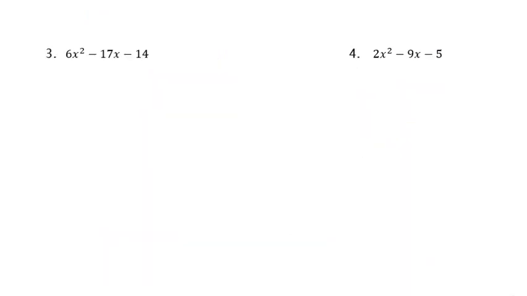For these last two examples, again, same thing, but just so you can see other things that might pop up with the problem, same concept. So I have to factor this. My a value is bigger than 1. So I'm still going to do a times c. So 6 times negative 14, and that gives me negative 84. And we want them to add up to negative 17.